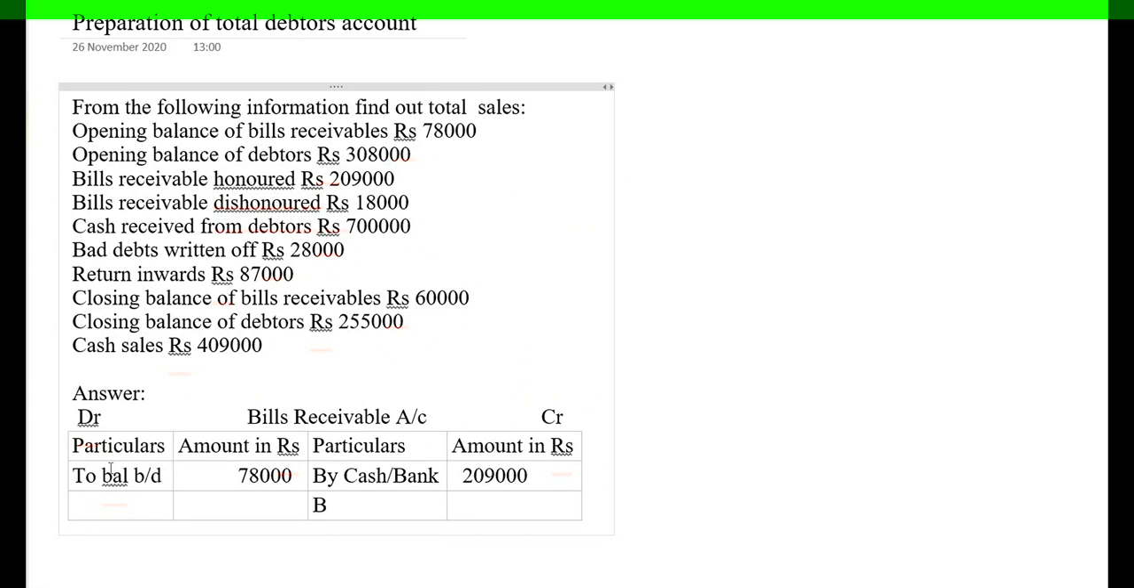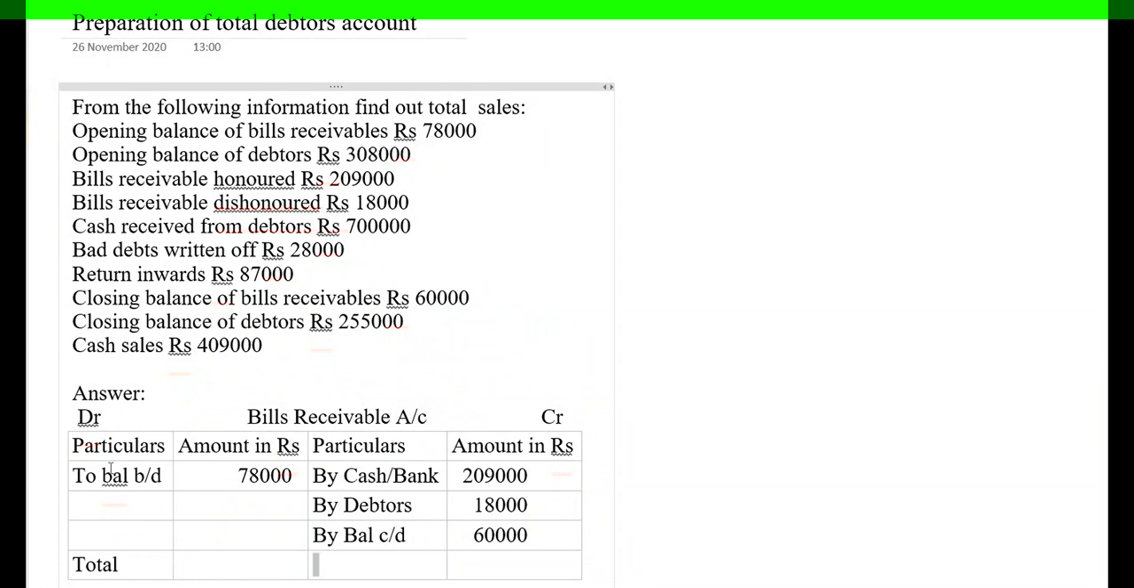Next, when the bills receivable are dishonored, the entry will be debtors account debit to bills receivable. So bills receivable account is credited by total debtors account, which amounts to rupees 18,000. Then there is a closing balance, so by balance carried down, which is given as rupees 60,000.